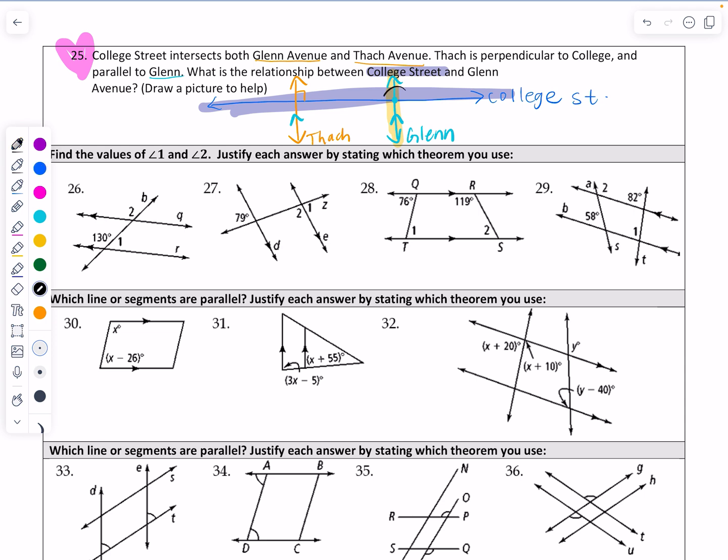So what is the relationship between these two? Those are going to be perpendicular. So we know that college is going to be perpendicular. That means perpendicular to Glen. Okay, so that is my final answer. Those are going to be perpendicular to each other. Why? Because we know if those lines are parallel, then corresponding angles must be congruent. So there is a right angle living here, even though it's not drawn, because those lines are parallel.